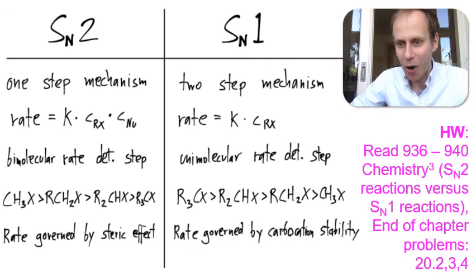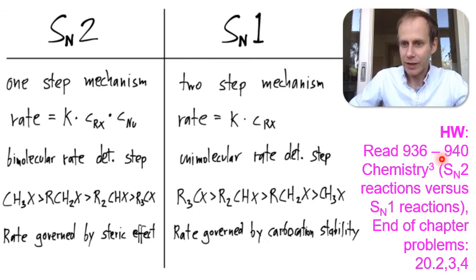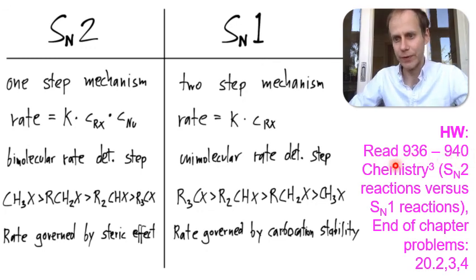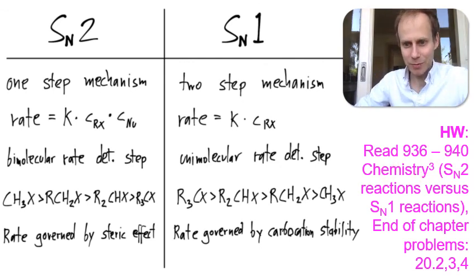So there are some homework for you guys to do. So first, there's one important part to read about, which is about the effect of the solvents on the SN1 and SN2 reactions. And you can read about this on page 936 to 940 in Chemistry 3. And then there are a few homework problems that you can tackle.